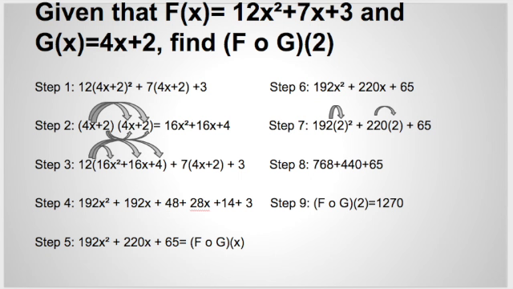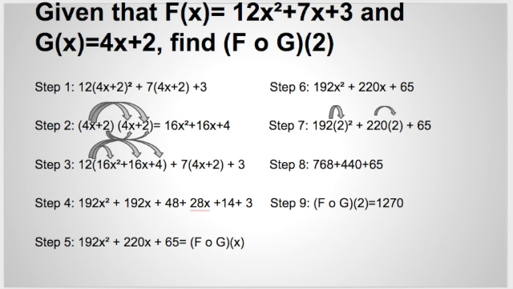Now here's as complicated as composite functions will get. Our problem reads, given that f of x equals 4x squared plus 7x plus 3 and g of x equals 2x plus 10, find f of g times 2. So just like our previous problems, you're going to expand the groups and find what it equals to x first. So step 1 is to write out your problem. 4 times (2x plus 10) squared plus 7 times (2x plus 10) in parentheses plus 3.